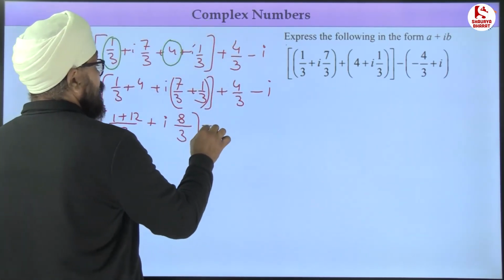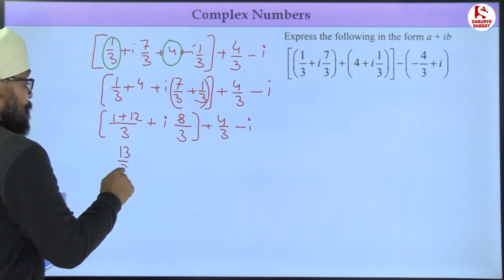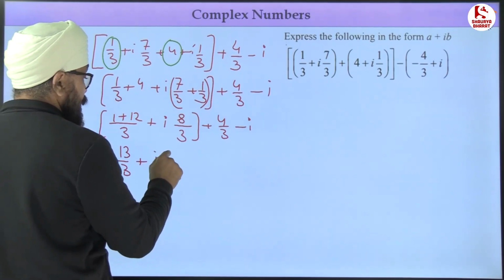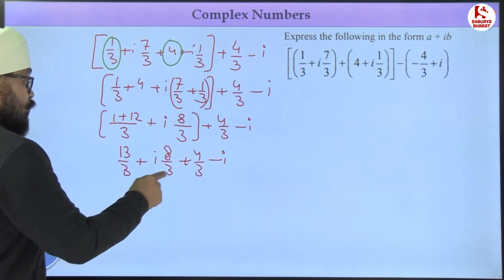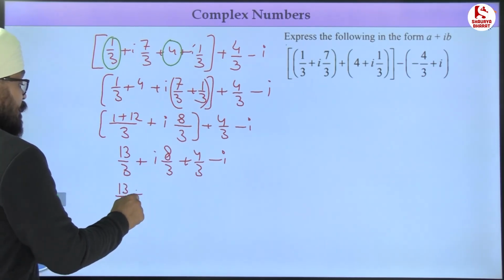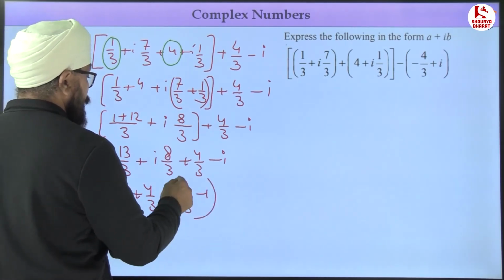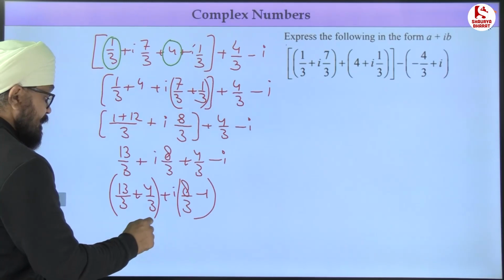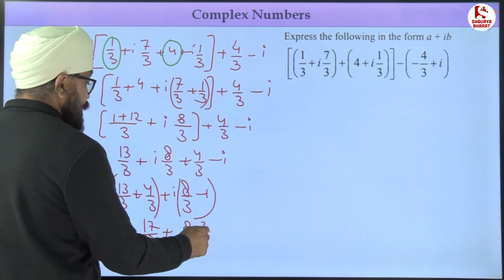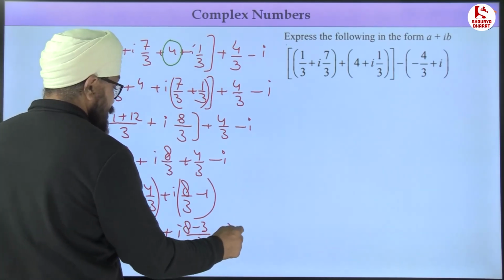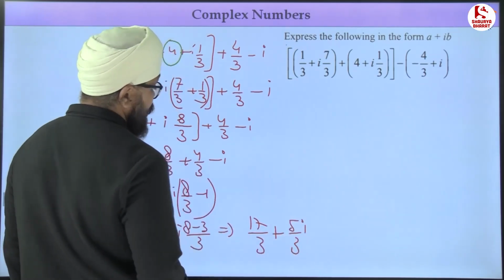Now, if I go with the other one, this is 4 upon 3 minus iota. So, this becomes 13 upon 3 plus 1 iota, 8 upon 3 plus 4 by 3 minus iota. So, this becomes 13 upon 3 plus 4 upon 3, then iota common, it is 8 upon 3 minus 1. So, here the result is 17 upon 3 and this becomes 8 minus 3 upon 3, which is giving you 17 upon 3 plus 5 upon 3 iota.